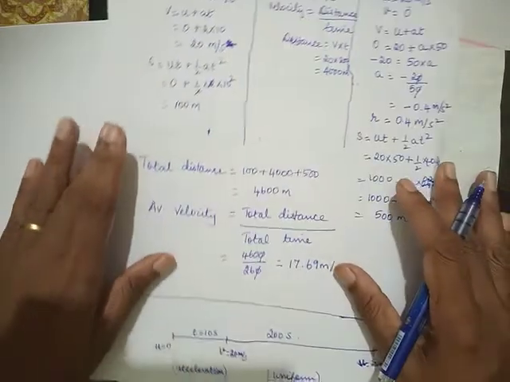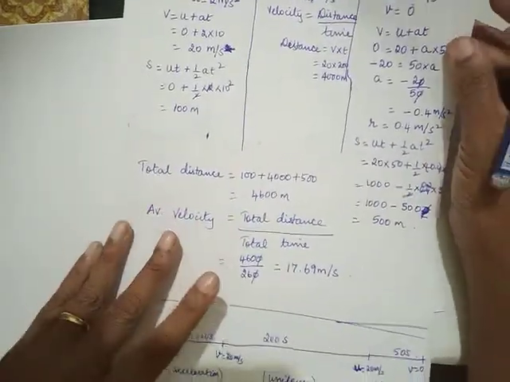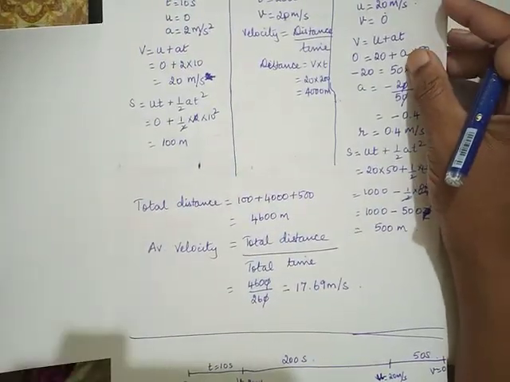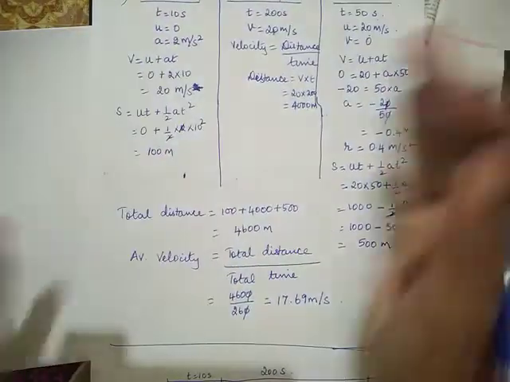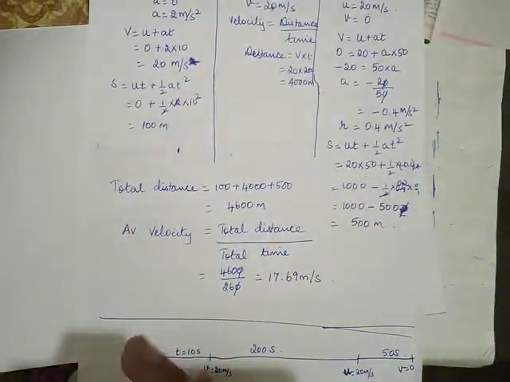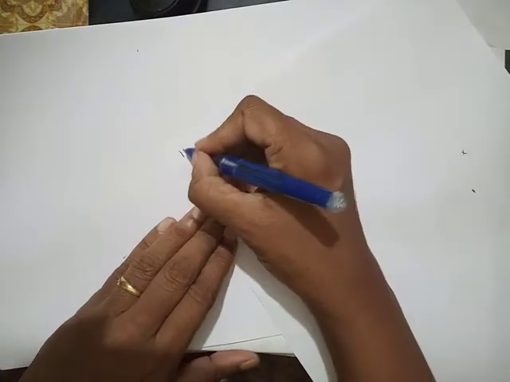Okay, children, it looks like a very long numerical, but if you understand it, it will be easy. So divide it into parts and try to understand it, then it will be easier. Then we're left with the 14th question.